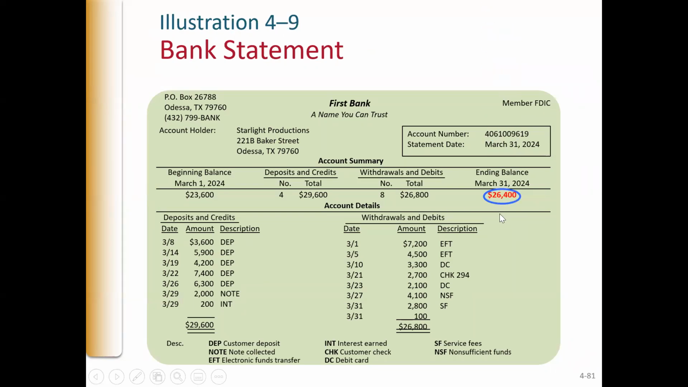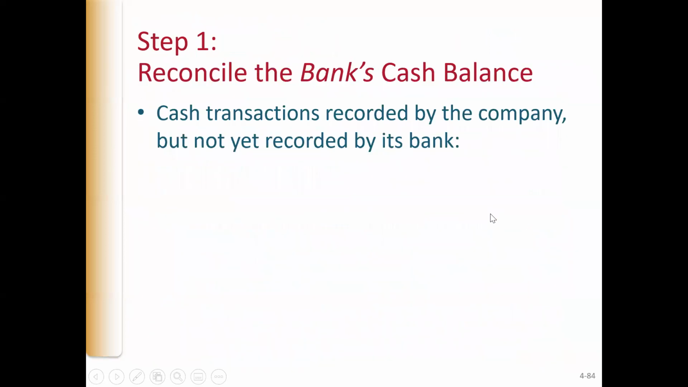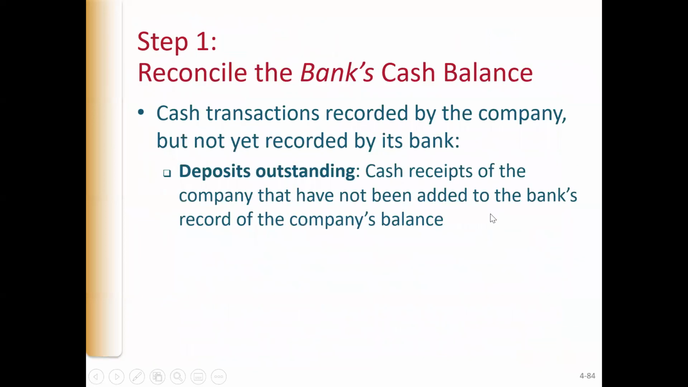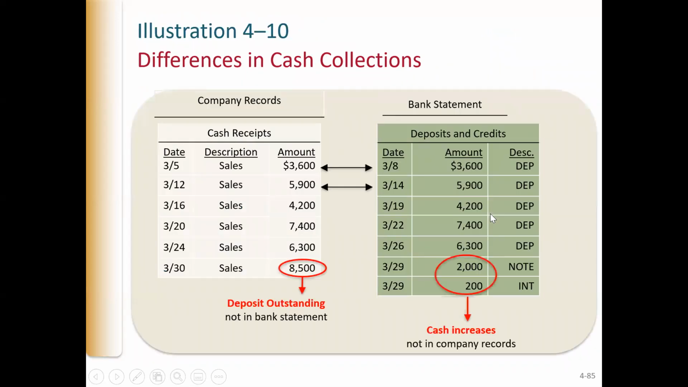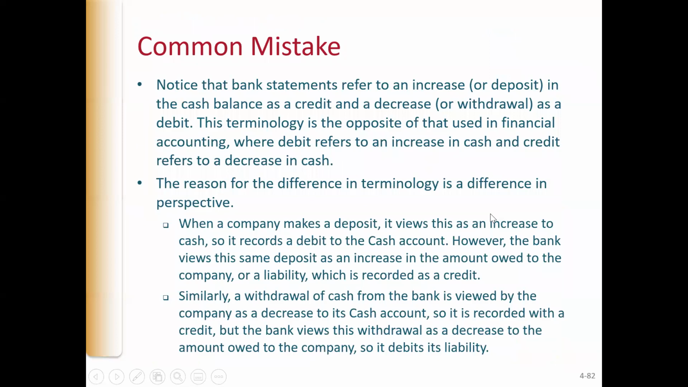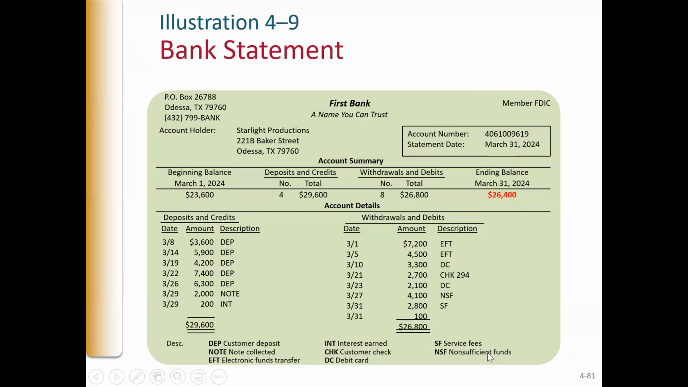The first thing we do is take the ending balances. The most important thing to start with is we take the ending balance of the company and the ending balance of the bank. And that's the beginning of how we reconcile the bank statement.